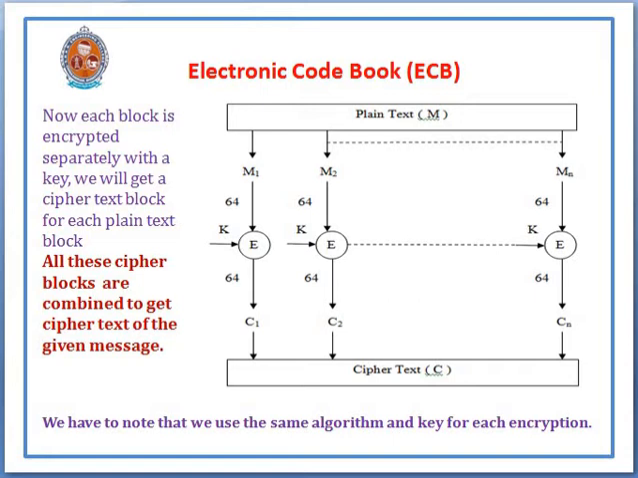Now each block is encrypted separately with a key. We will get a ciphertext block for each plaintext block. All these cipher blocks are combined to get the ciphertext of the given message. We have to note that we use the same algorithm and key for each encryption.